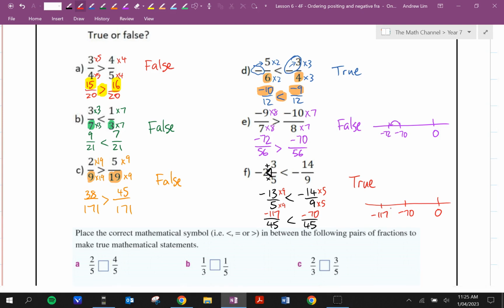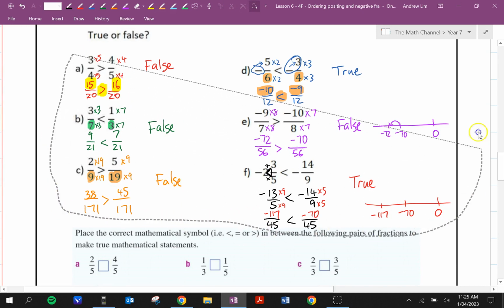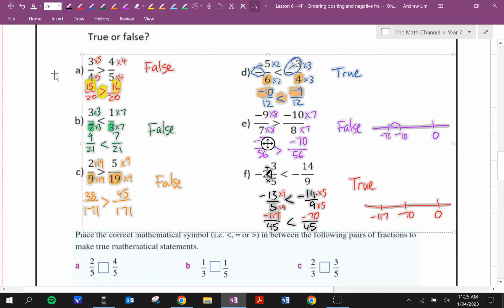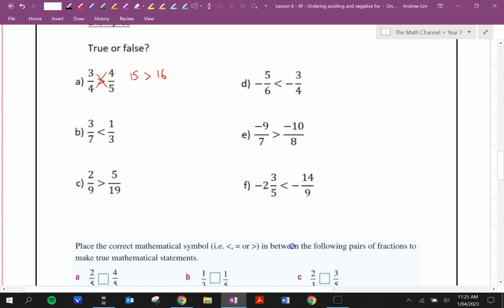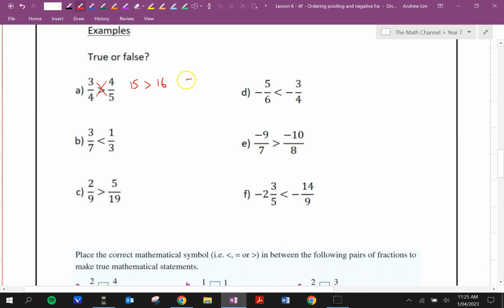Okay, so let me just make a copy of this and cut it. What we could do is just cross multiply. If we cross multiply, 3 times 5 is 15, greater than 4 times 4 is 16. Well, is that true? No, that's false.